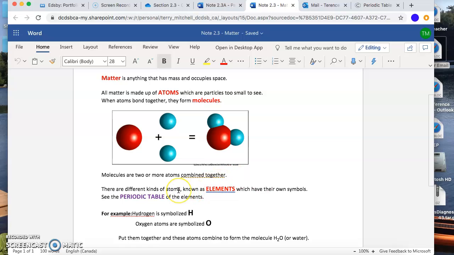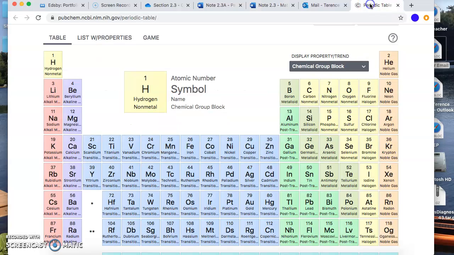Now there's different kinds of atoms, and we call these elements. And we find all the known elements on the periodic table. So here's an example of the periodic table. And these are all the known atom types. I quite often refer to these as the Legos of the world.